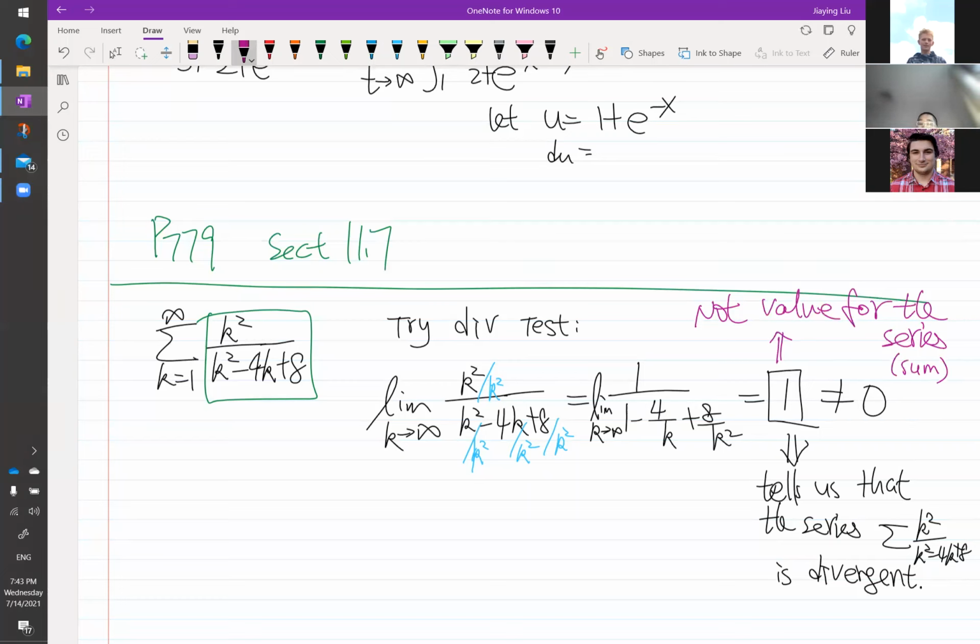If you notice, for all those tests, when we do the test, we're not finding the values for the sum. We're just finding whether it's convergent or divergent. Even if it's convergent, we still did not find out what value we approach. We did not do that.